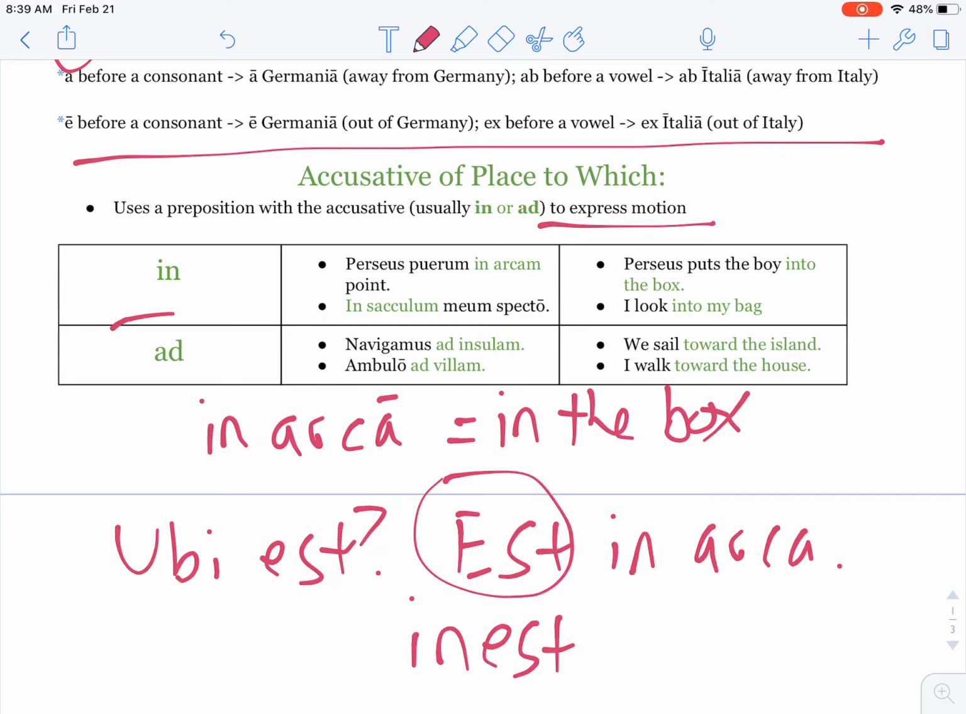The preposition ad can also be used to express the accusative of place to which. So I used that in the previous example as well, but navigamus ad insulam, we are sailing toward the island, implying that there's motion. Ambulo ad villam, I am walking toward the farmhouse.